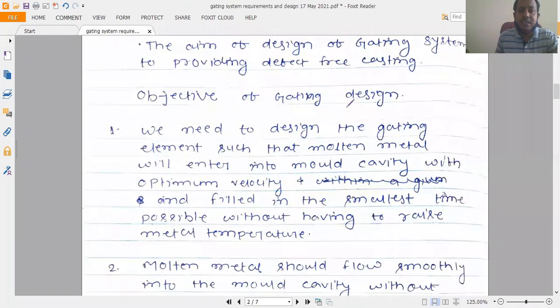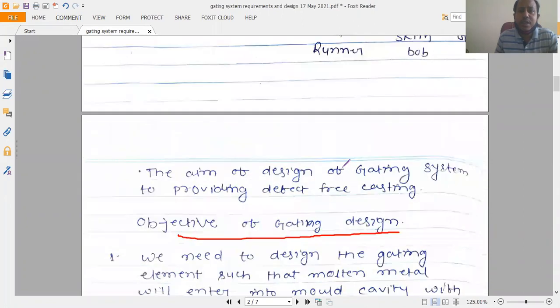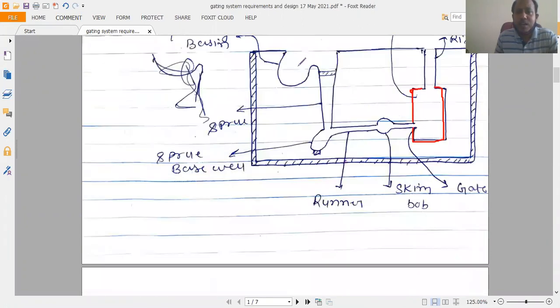The objectives of the gating system are written here. We need to design the gating elements such that the molten metal enters the mold cavity with the optimum velocity and fills it in the smallest possible time. Means if we pour the molten metal into the pouring basin, and it flows through all these parts and reaches the mold cavity in the minimum possible time with the optimal velocity, then proper solidification will occur.